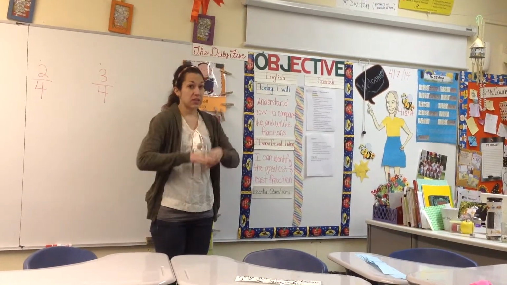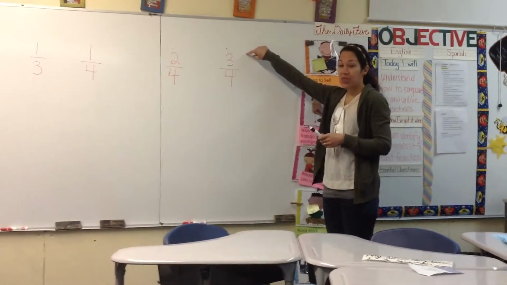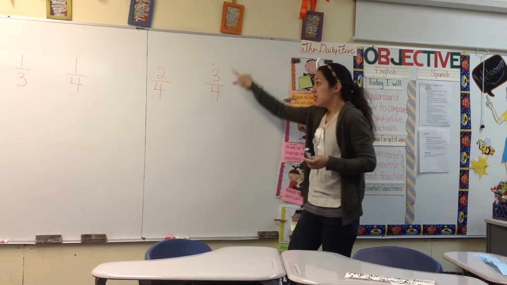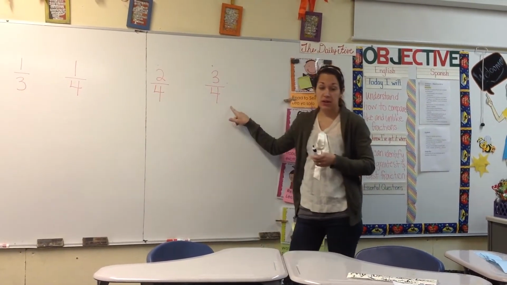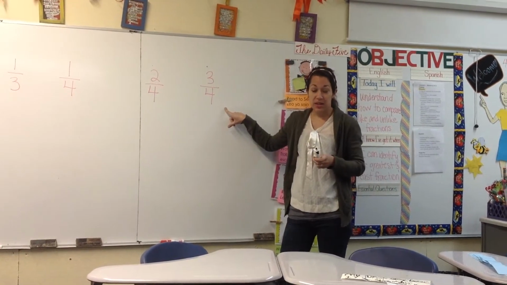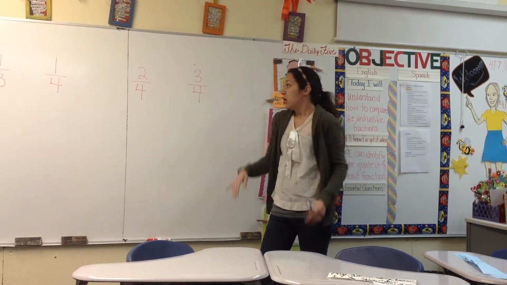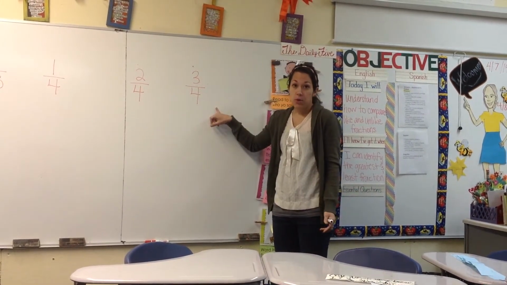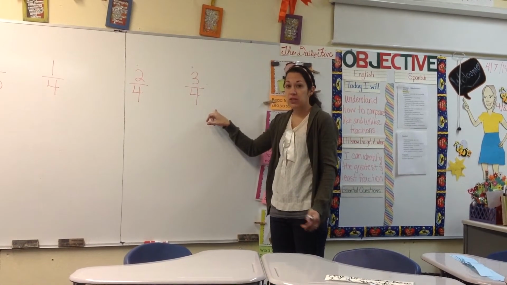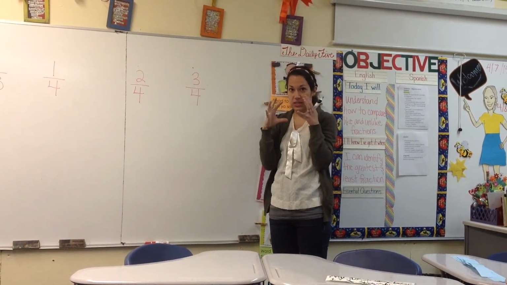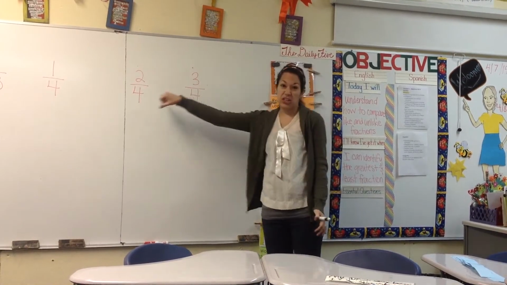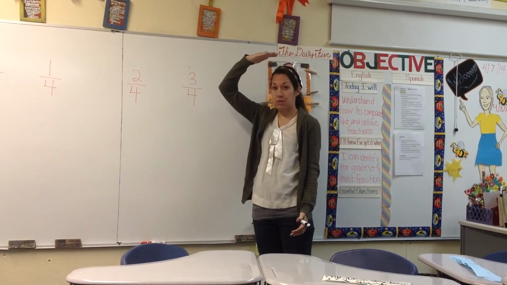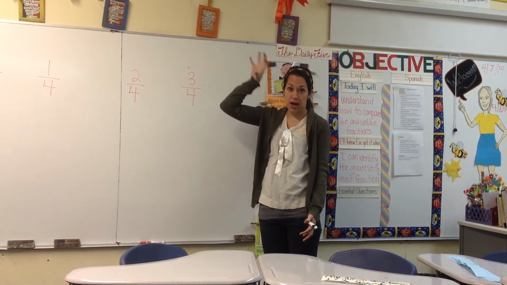So let's get started. We're going to start with like fractions. When fractions are alike, or like, they have the same denominator. Now remember, the denominator is the number that's on the bottom. So here I have 2/4 and 3/4. When I compare, I'm looking for what's greater and what's least. When I have like fractions, all I need to worry about is the numerator. Remember, the numerator is that number on top.